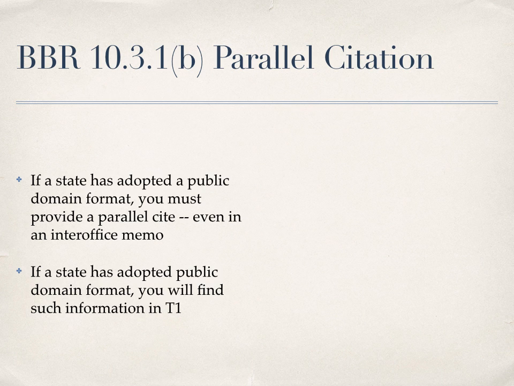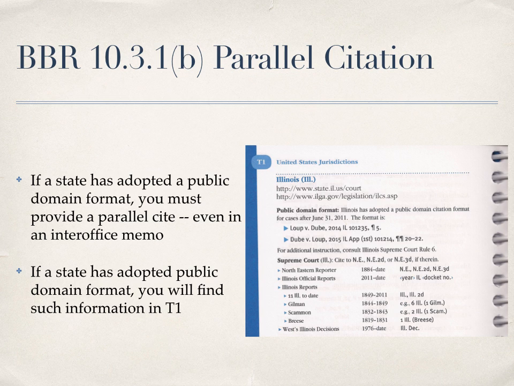There is an exception to the parallel citation rule for memos. If a state has adopted a public domain format, you must provide a parallel cite. To find out whether a jurisdiction has adopted a public domain format, look it up in T1. In this sample entry from Illinois, you can see that after June 2011, Illinois cases have a public domain format. So if you were citing a case decided after June 31st, 2011, you would need to provide a public domain cite, followed by a Northeastern reporter cite.